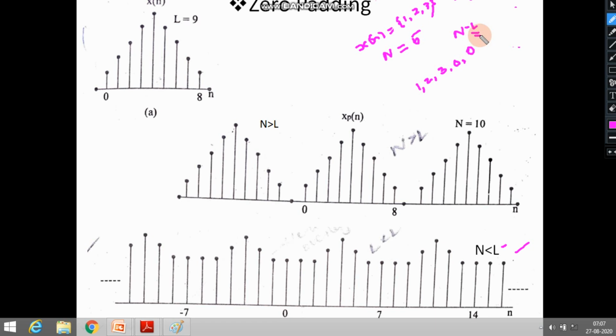Okay, this is one thing which we should consider. N should be greater than L, and zero padding is the addition of N minus L zeros to a sequence. So if we have a sequence of 9 elements, and we are supposed to find the N-point DFT where N is equal to 10, then we have to add N minus L zeros, that is 10 minus 9 equals 1 zero, to the end of the sequence to make L equal to N. This is called zero padding.